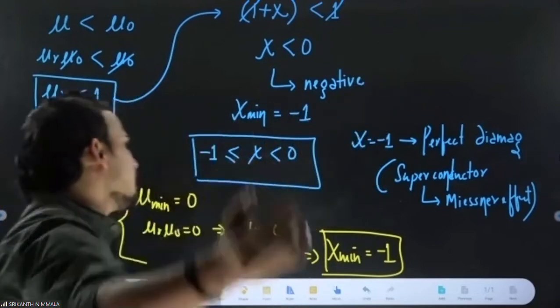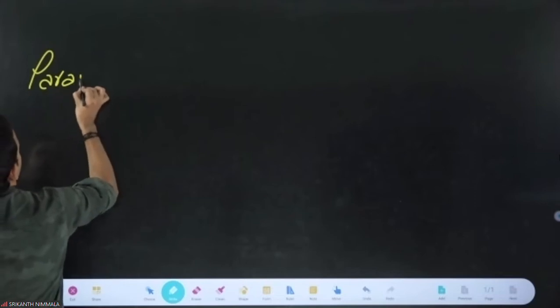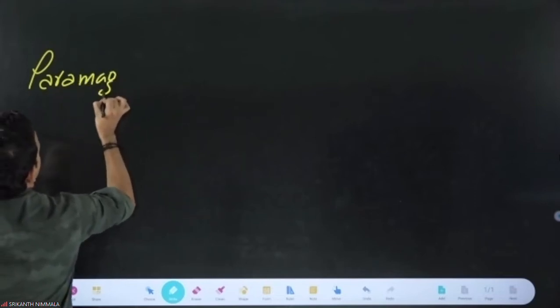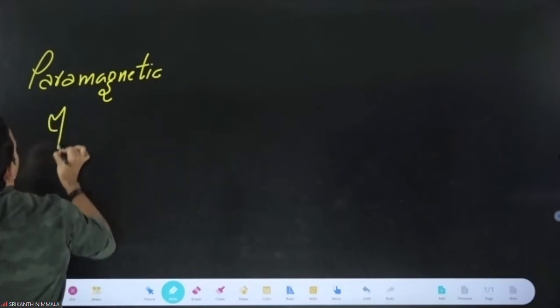You write the next type of material: paramagnetic. Paramagnetic materials.